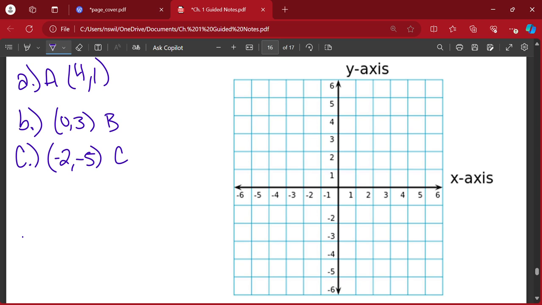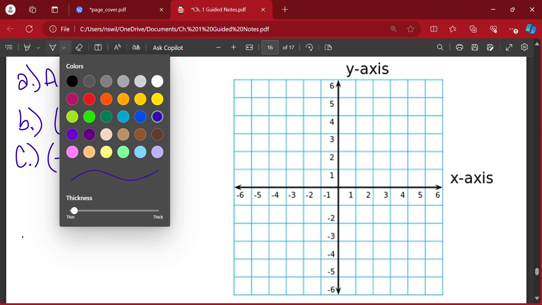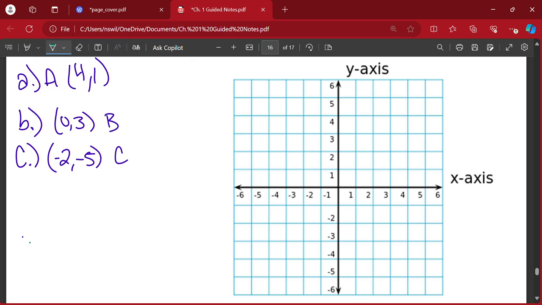So let's do problem A. Do we have to go left or right first? Taking a look at our x-coordinate, it's positive, so we have to go right. So we go right 1, 2, 3, 4. And do we have to go up or down? If it's positive, we're going to go up. So we're going to go 1. So here is point A on our graph.